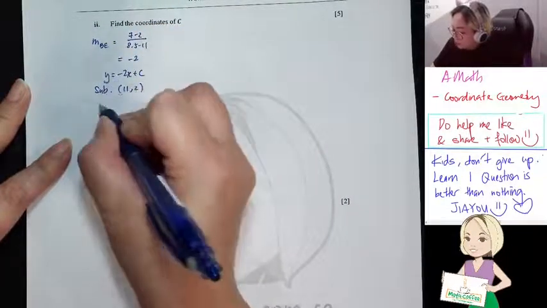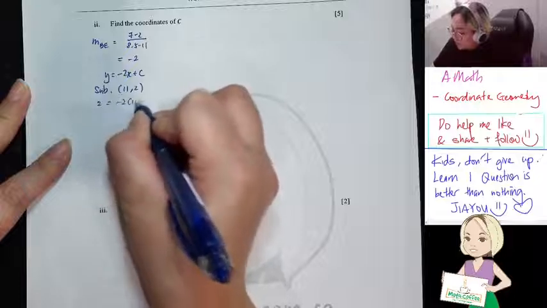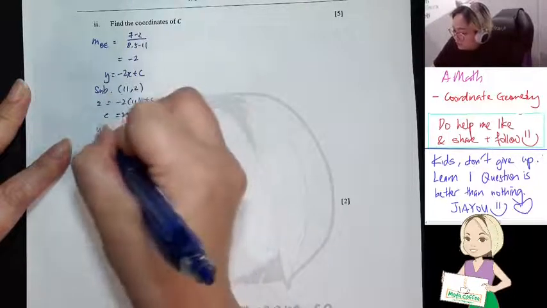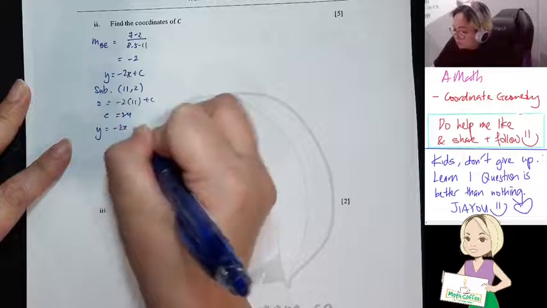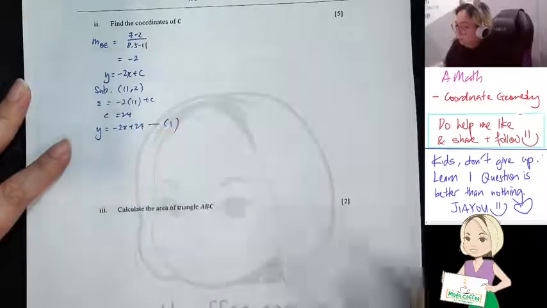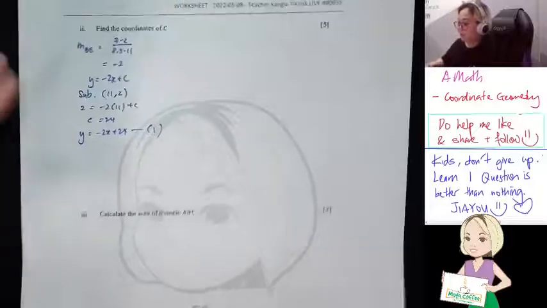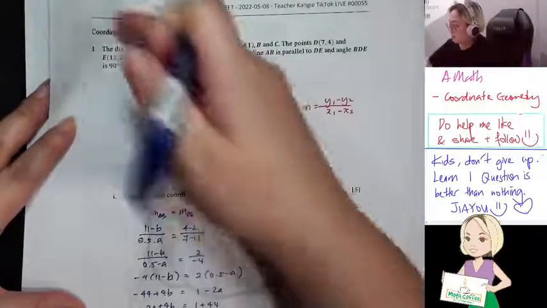So y will be 2 minus 2(11) plus c. So my c is equal to 24. So the equation of the line is y equals minus 2x plus 24. This is equation 1. Okay, so now my turn to find this equation.